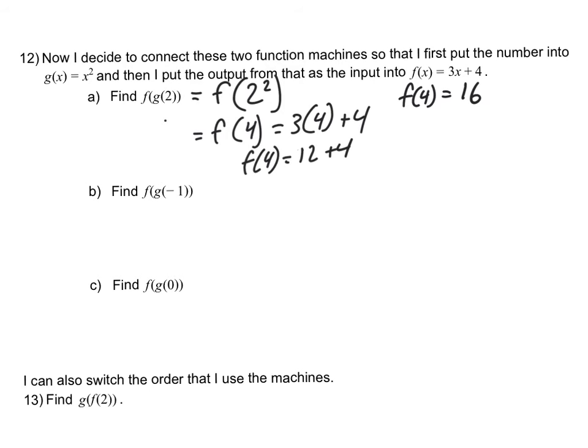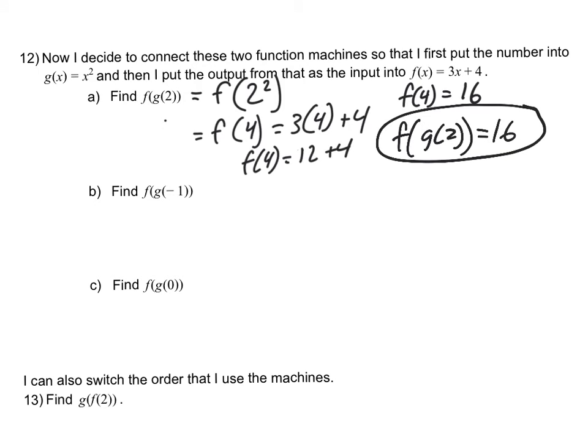So what did I do? I found f of g of 2. I found the g of 2 first, which is 4. And then I'm finding f of that output from the other one. So f of 4. I'm plugging that in, and I find 16. So I just found that f of g of 2 is equal to 16. Let's try one more here.